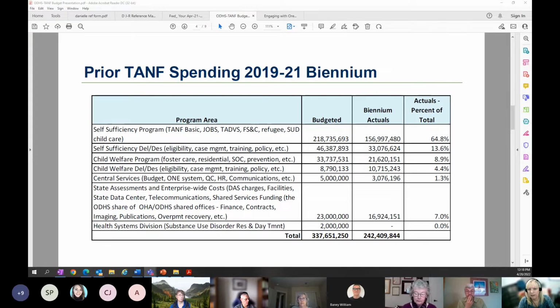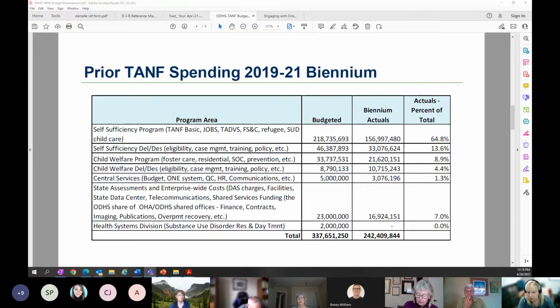So that's what you'll see as the self-sufficiency, and that's delivery and design. So that's field staff and central office staff. They're the ones that do eligibility, case management, training, and are responsible for policy changes, all that kind of stuff.